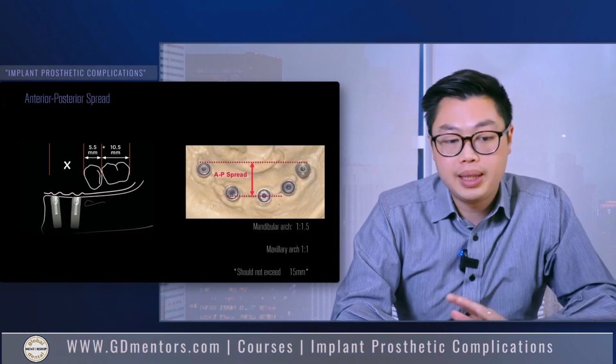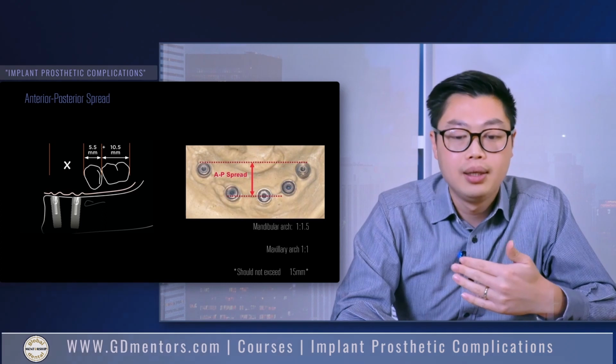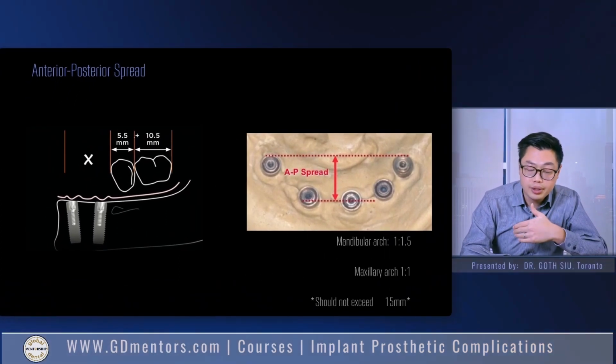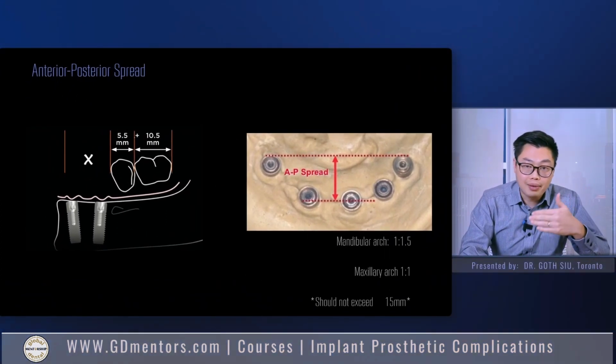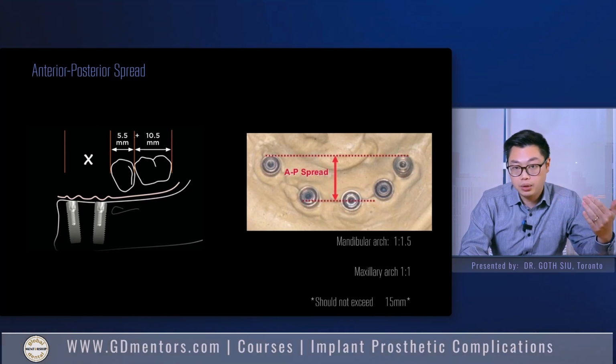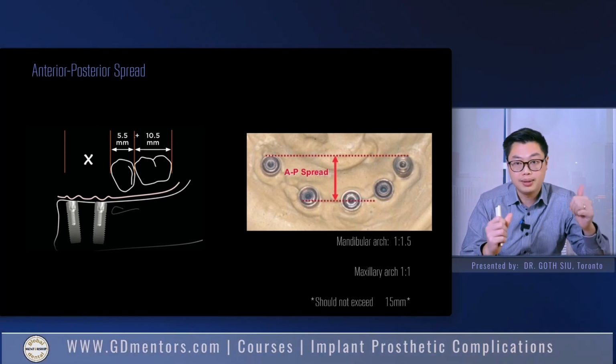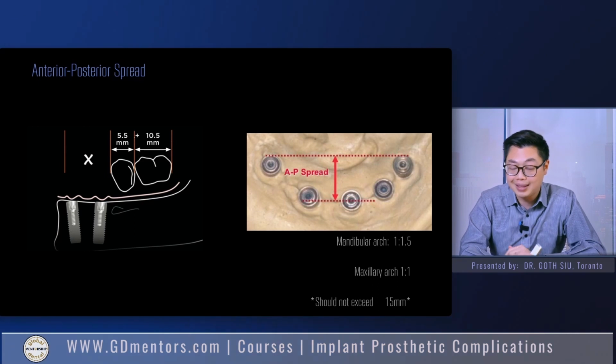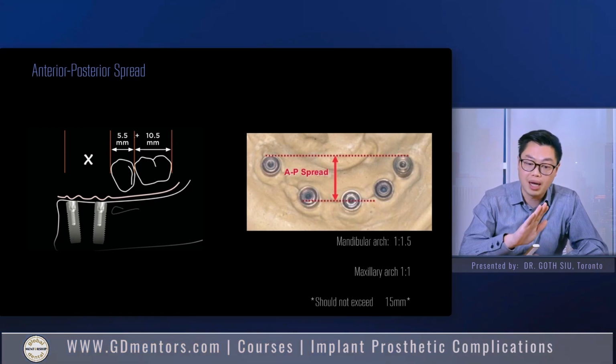So anterior-posterior spread is calculated by drawing two lines. The back line is between the most distal two implants on the most distal aspect of that implant platform, because that's where the prosthesis will fulcrum off of.